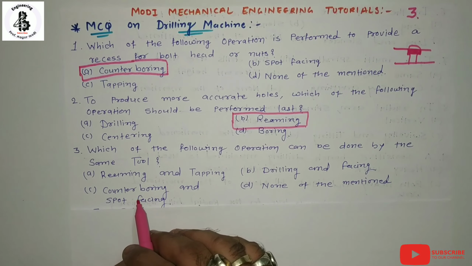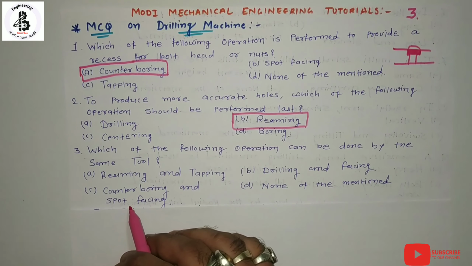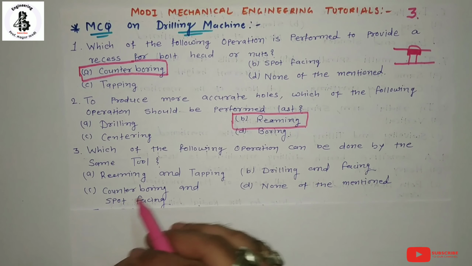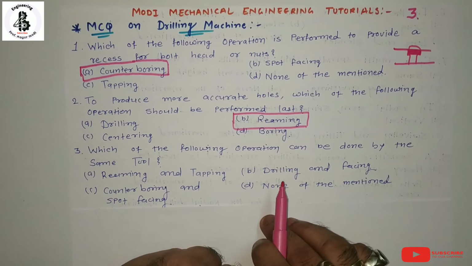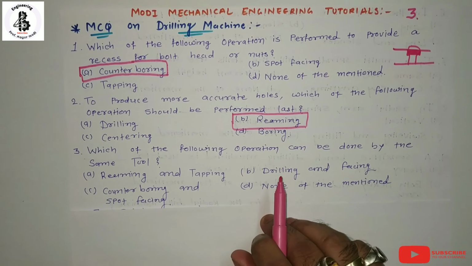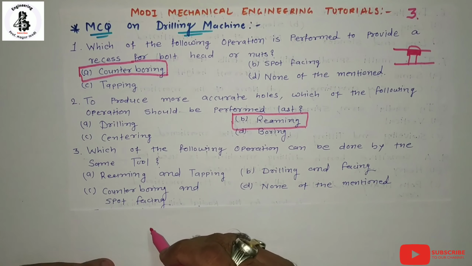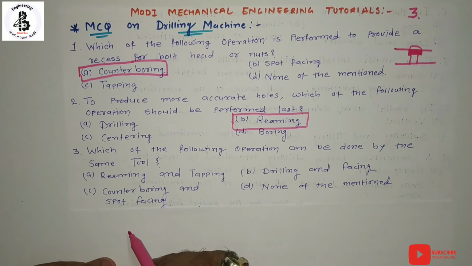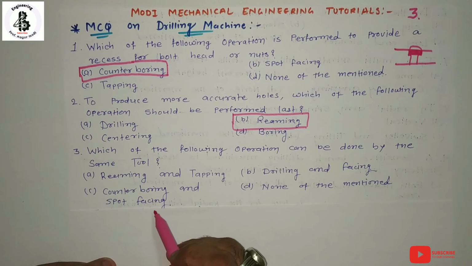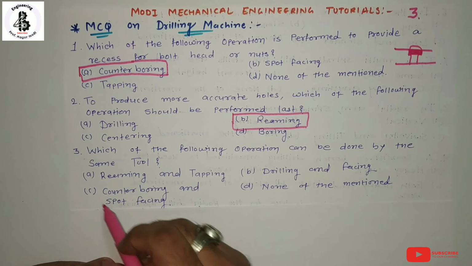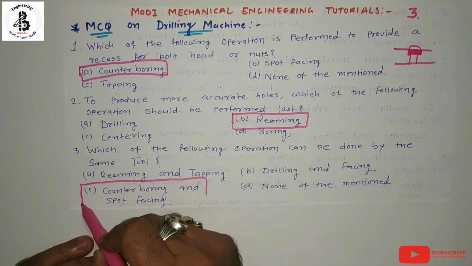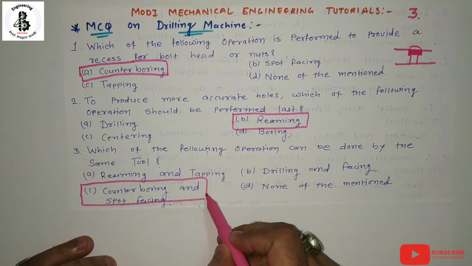Option C, counter boring and spot facing. Counter boring and spot facing can be done by the same tool. If you want to learn in detail about the different kinds of operations performed on drilling machines, you will find a link in my description. So for this question, counter boring and spot facing operations can be done by the same tool. The right answer is C, counter boring and spot facing.